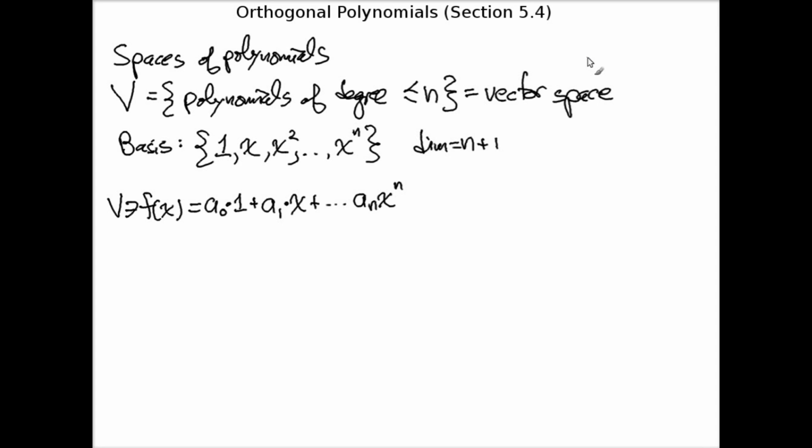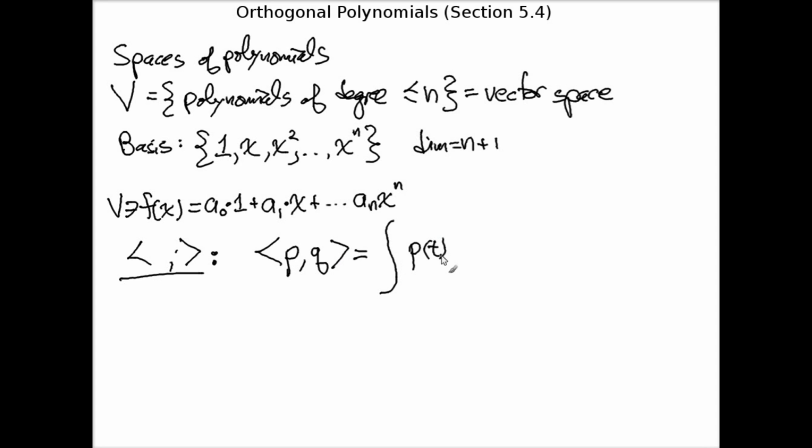And what I want to talk about now is orthogonal polynomials. So we must be talking about polynomials which have some inner product. And there are many natural inner products on the space of polynomials. The one we're going to use is the following. We're going to take the inner product to be defined as follows. The inner product of two polynomials p and q is the integral of the two polynomials, p of t times q of t, dt.